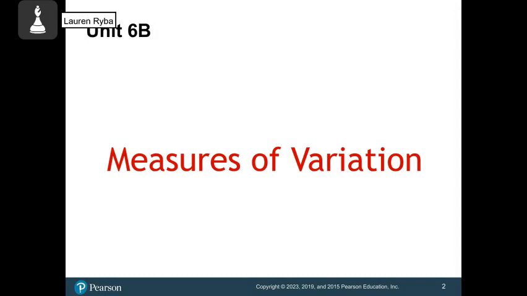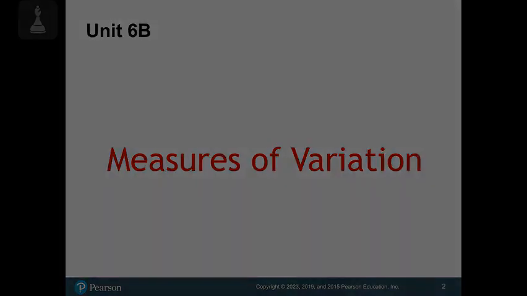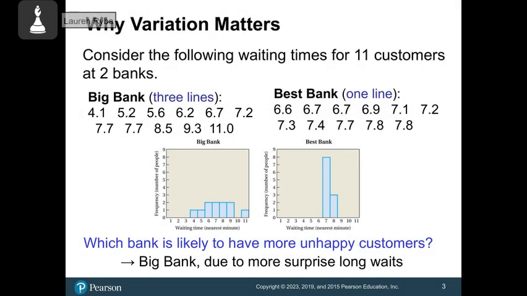This is the lecture for section 6B about measures of variation. Consider the following wait times for 11 customers at 2 different banks. At Big Bank, they use 3 different tellers, so there are 3 different lines, and you can see their times there. Best Bank has only 1 line, and you can see all of their times there. You can then also see a histogram that's been created for the wait time for each bank.